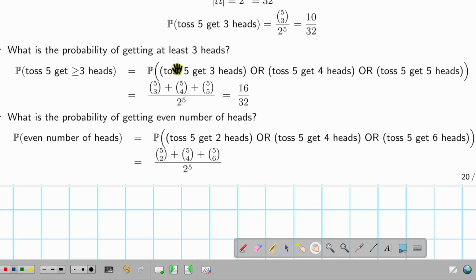What's the probability of getting at least 3 heads? Well, the probability of tossing 5 coins and getting at least 3 heads means the probability of getting 3 heads or 4 heads or 5 heads. So this is the answer.